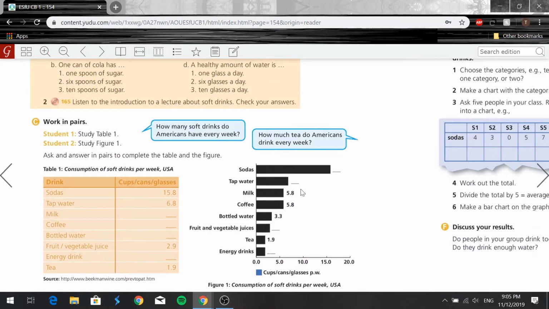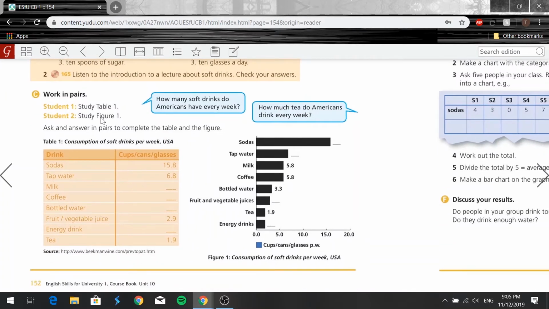Remember the bars and how you could find and use a bar chart to your advantage? Well, we're about to right now. So here we have work in pairs. Obviously, if you're in class, this would be a better exercise. So student 1, study the table, and student 2, study the figure, right?